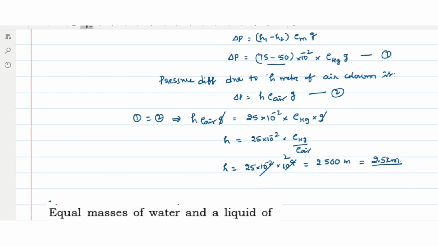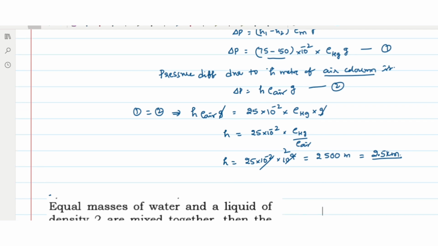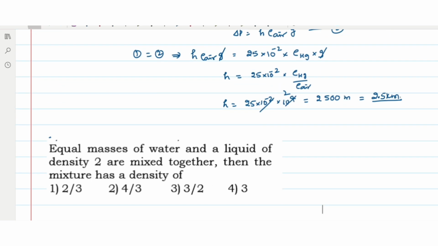This means the pressure difference between the sea level and the bottom level is equivalent to the pressure difference due to the air column. Then you just equate both values and you will get the height of the hill. Now look at the next question.